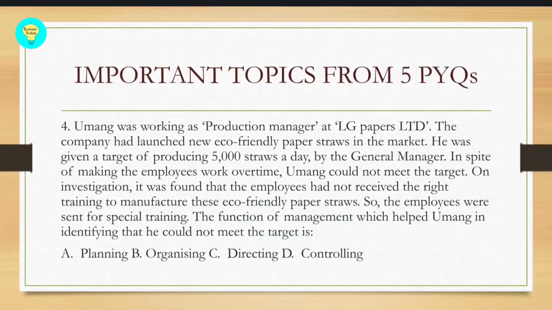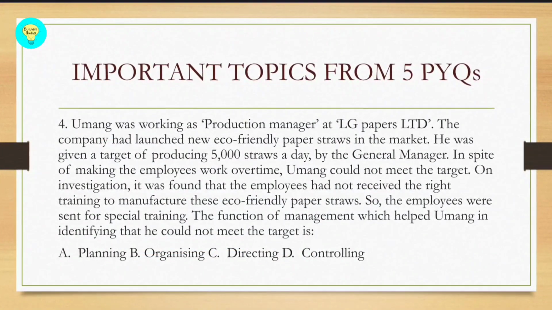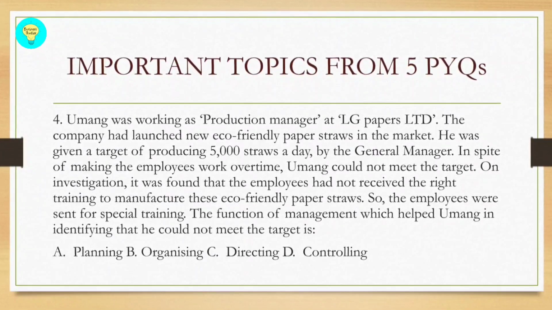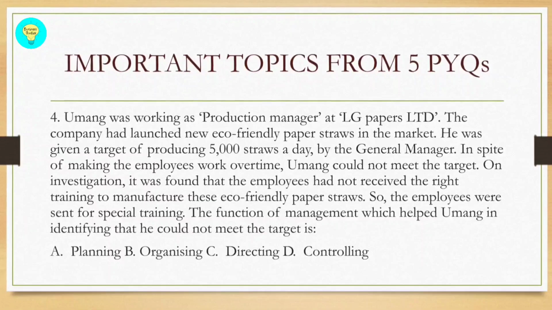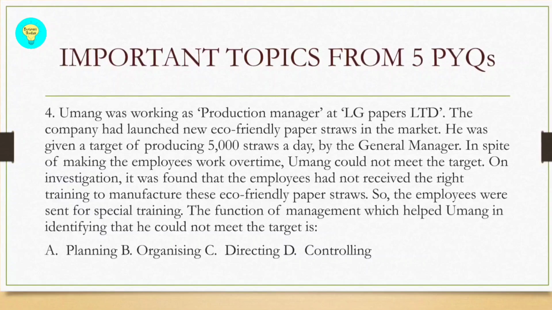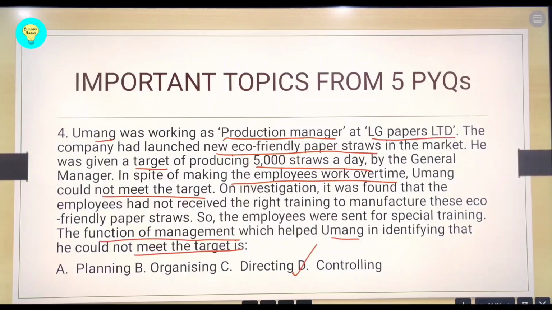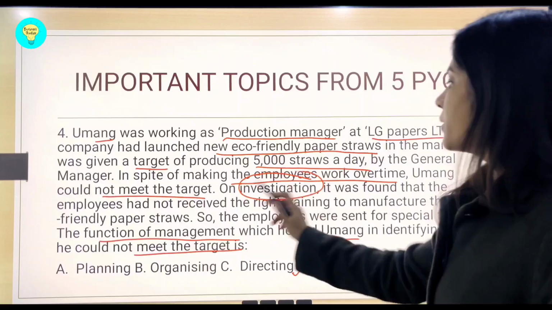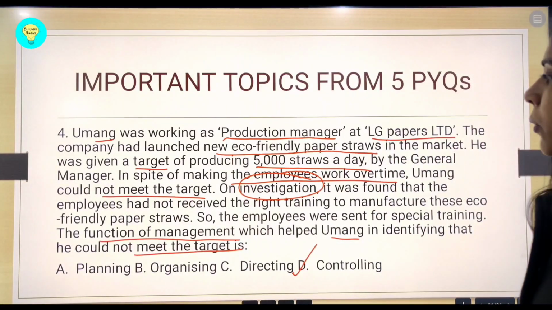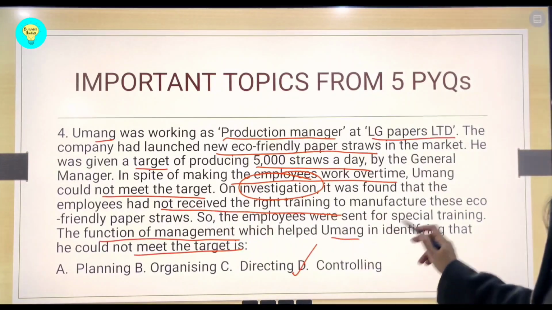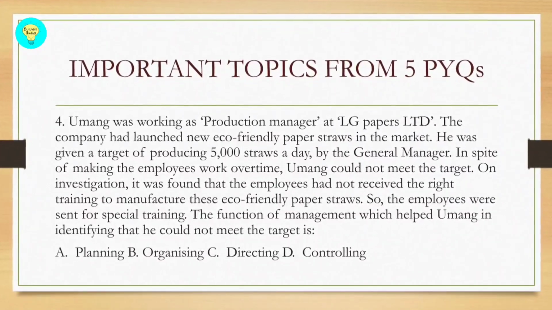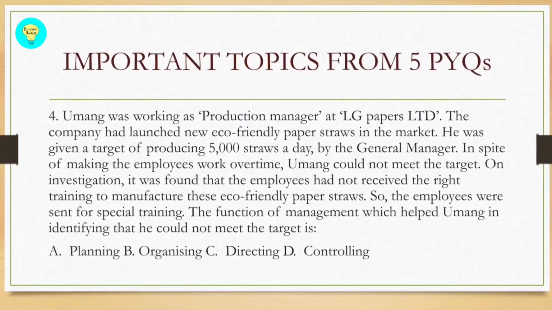Umang was working as production manager in LG Papers Limited. The company had launched new eco-friendly paper straws in the market. He was given a target of producing 5,000 straws a day by the general manager. In spite of making the employees work overtime, Umang could not meet this target. On investigation, it was found, so the company is also investigating. It means they are monitoring the progress. It was found that the employees had not received the right training to manufacture these eco-friendly paper straws. So the employees were sent for special training to help them manufacture these straws.